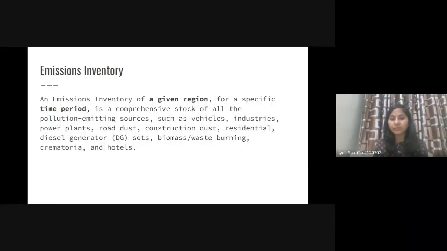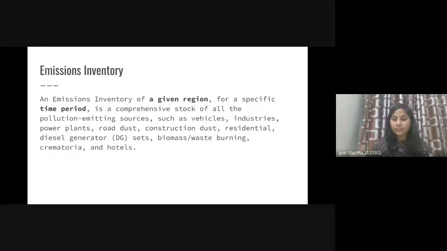For example, vehicles, industries, power plants, road dust, construction dust, and a lot of things we have for that region. For that particular period, we will calculate for some particular pollutant. For example, for carbon dioxide, for Delhi, for let's say 1 year, we are calculating how much carbon dioxide was released from Delhi in 1 year. So this will be nothing but the emission inventory of carbon dioxide.